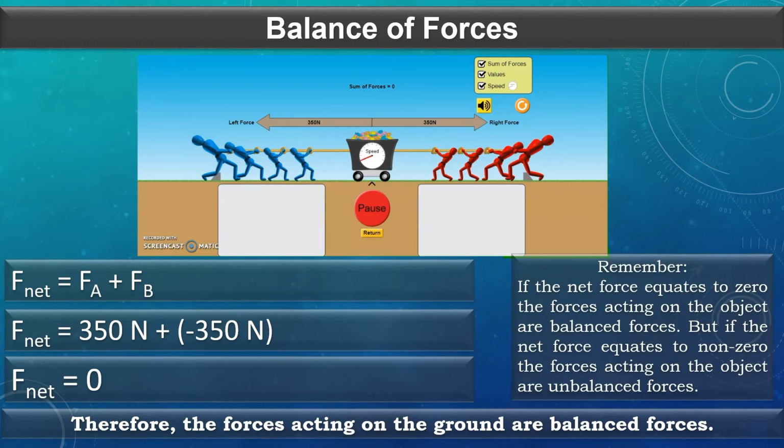Always remember, if the net force equates to 0, the forces acting on the object are balanced. And if it is non-zero, the forces acting on it are unbalanced. Therefore, the forces acting on the rope are balanced forces.